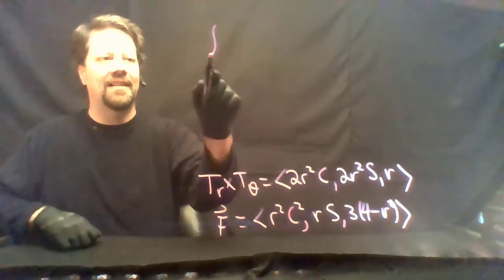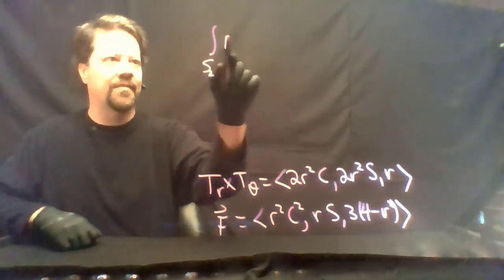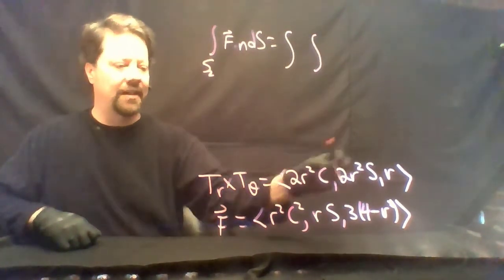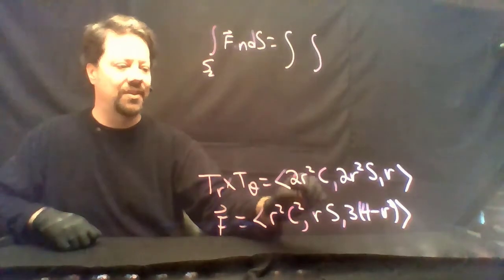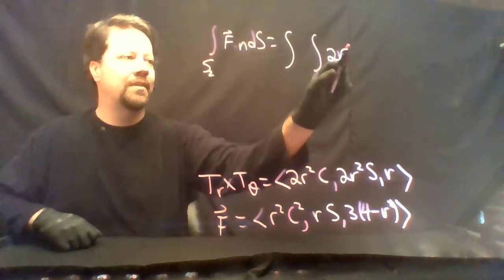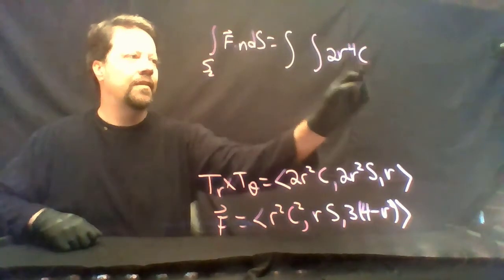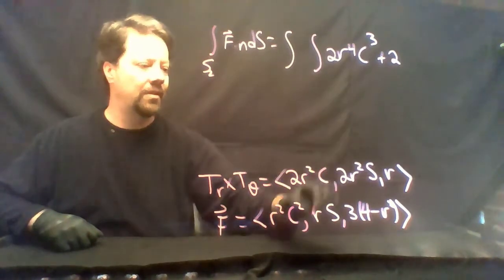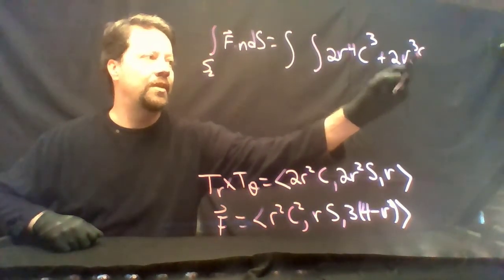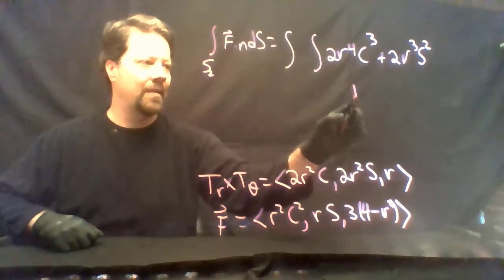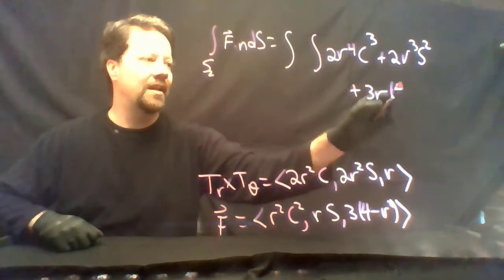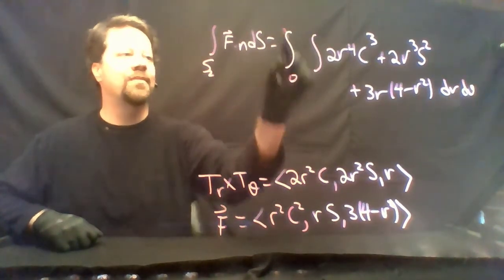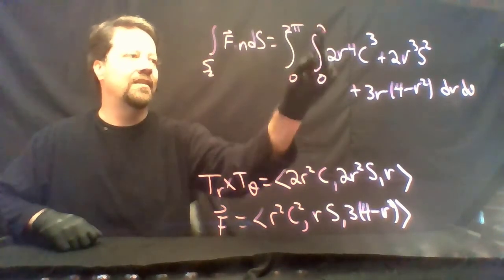It follows then that the integral on our second surface, f dot n ds, will be the double integral of the dot product of these two. We'll have 2 r to the 4th cosine cubed theta plus 2 r cubed sine squared theta plus 3r times 4 minus r squared dr d theta, where theta goes from 0 to 2 pi and r goes from 0 to 2.